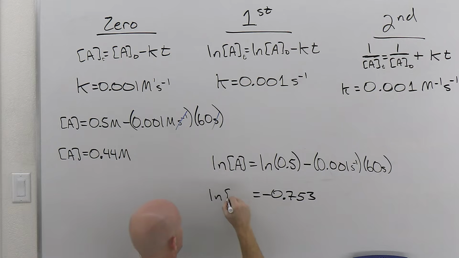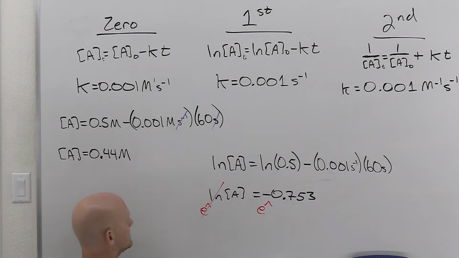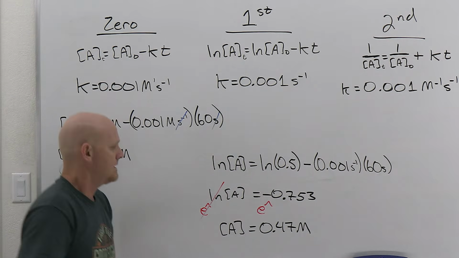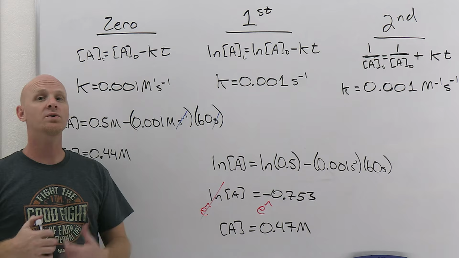And that's the natural log of A, though. And so to solve for A here, again, to get rid of that natural log like we've seen, it's the exponential on both sides. And here they cancel. And you're going to be left with A equaling e to the negative 0.753. So if we figure out what that is equal to, so e to my last answer is 0.47 molar.